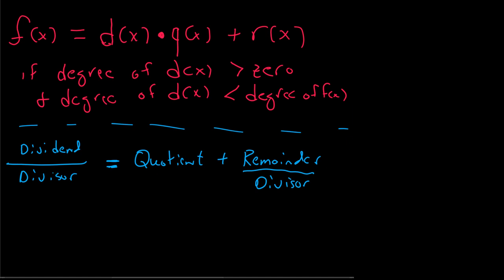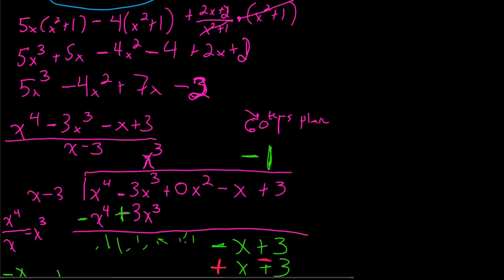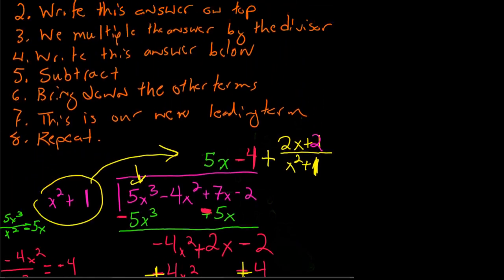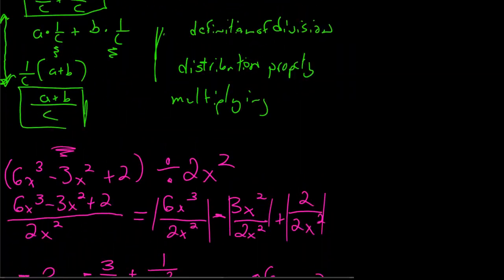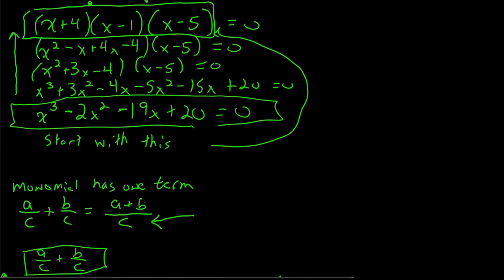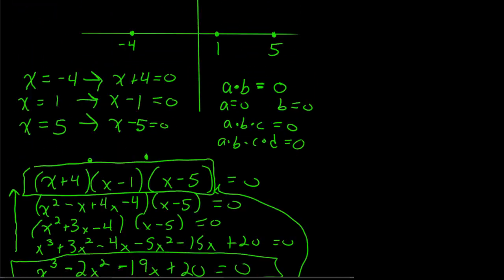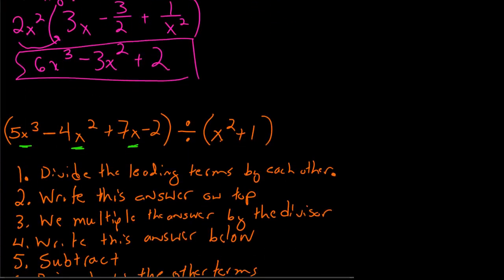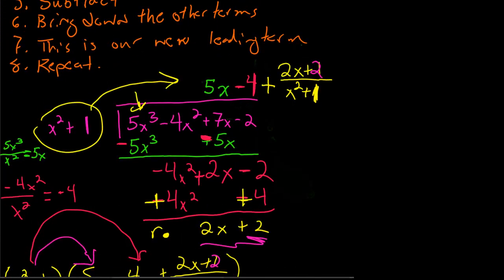Let's look at this. I'm going to scroll back up here, all the way up to, where is the number I wanted? Here. Here's my divisor. Here's my quotient. And there's my remainder over my divisor.